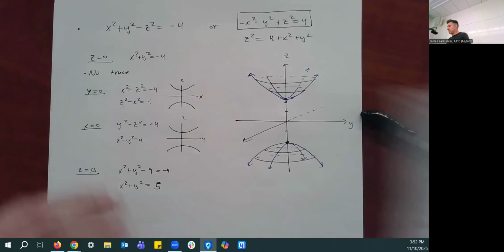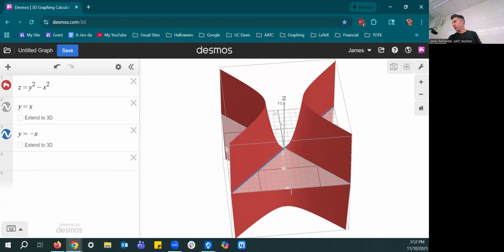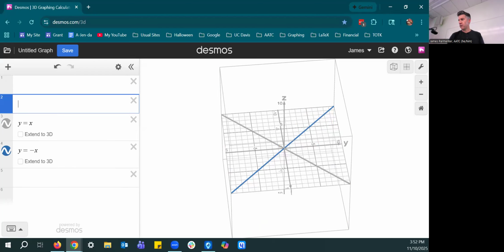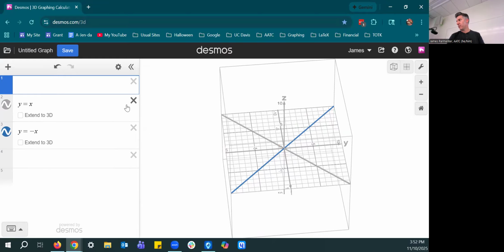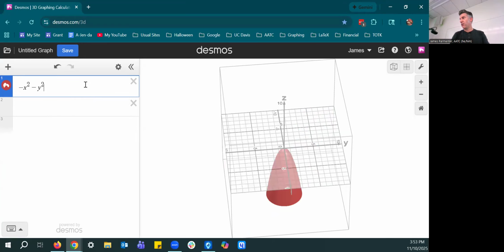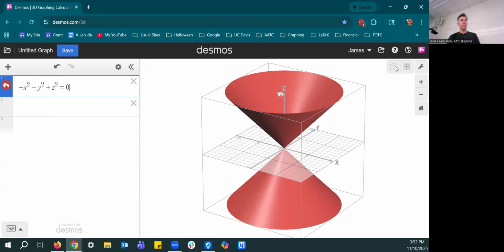It's probably easier to see if you look at Desmos. Shocking, I know. So if we look back at our, come on, cursor. Yeah, let's delete all the things. Can I delete all the things? Maybe. So here's your nice, lovely cone, z squared equal to x squared plus y squared, or negative x squared minus y squared plus z squared equal to 0. There's your good old double cone.